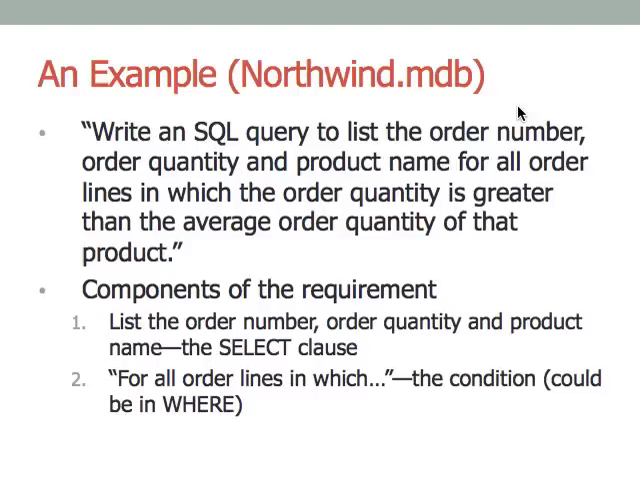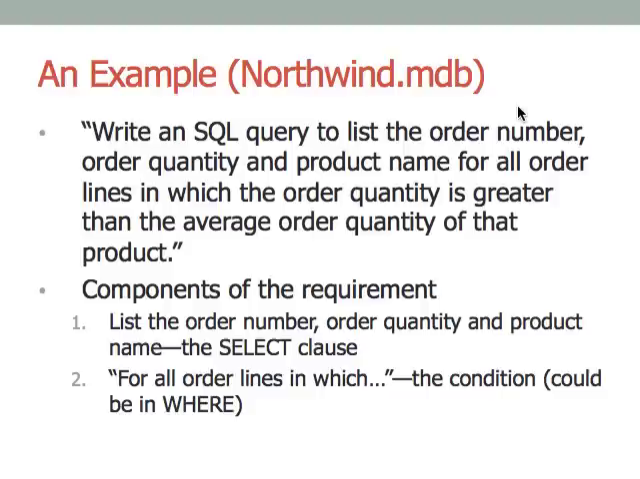So again, back to northwind.mdb. List the order number, order quantity, and product name. So that's your output for all order lines in which the order quantity is greater than the average order quantity of that particular product, not the overall average. So first component, output, that is your select clause.